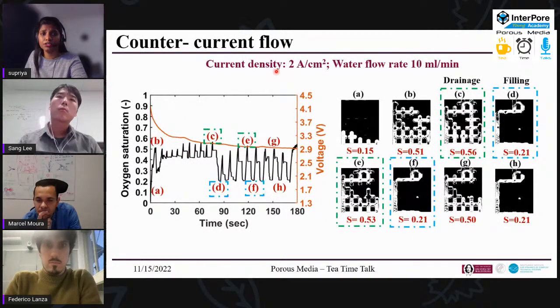The same holds if we go for a higher current density and a higher flow rate of water. We could see more oxygen being removed out of the system, and we have more water in the system, which makes the reaction happen again and again, and then we have more hydrogen being produced.